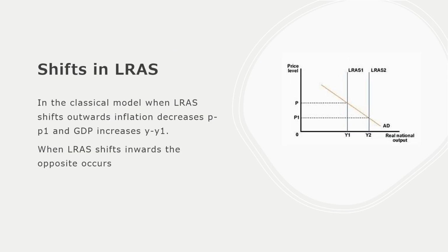So shifts in LRAS. In the classical model, when LRAS shifts outwards, inflation decreases and GDP increases. So this is actually the same as in the Keynesian model.